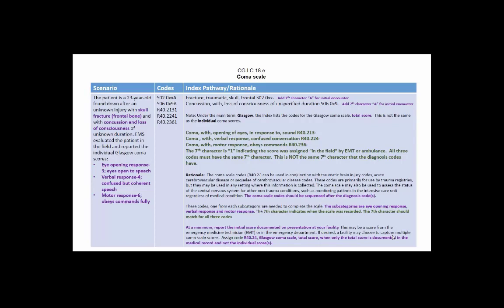Then I have the rationale there from this particular coding guideline. It goes through everything. The only thing that isn't covered in this scenario is at the very bottom in purple, at a minimum, report the initial score. That would also be from the EMTs, or the facility may say, no, we don't want the total score, we want separate scores for the eye opening, the verbal, and the motor response. But if you had a total score, you would code R40.24. Only the total score would be documented, not the individual scores, so one or the other, according to our guidelines.